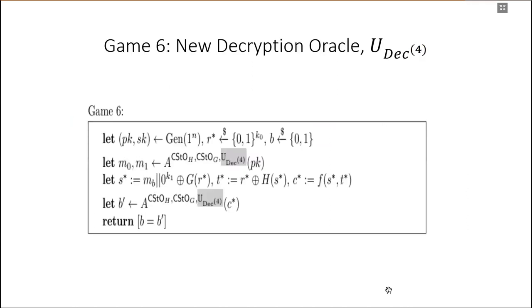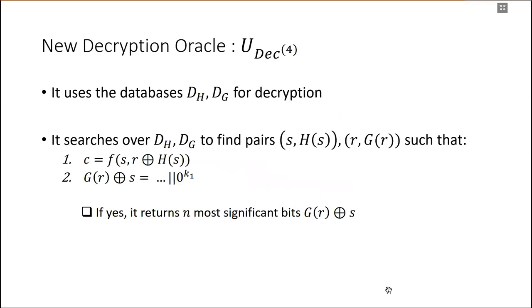In game 6, we use a new decryption oracle, in which it only uses the databases of H and G for decryption. It doesn't use F inverse anymore. So how does it work? It searches the databases of H and G to find pairs S, H of S and R, G of R such that C is equal to F of S and R XOR H of S, and G of R XOR S gives us K1 bits of 0.